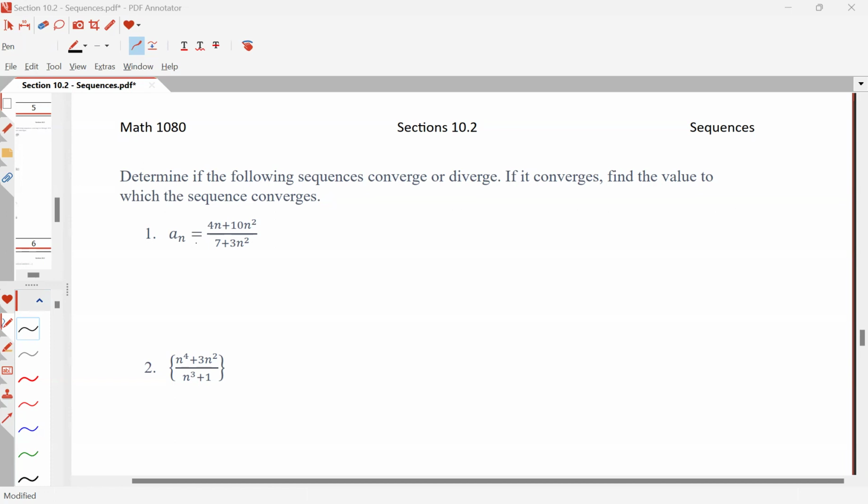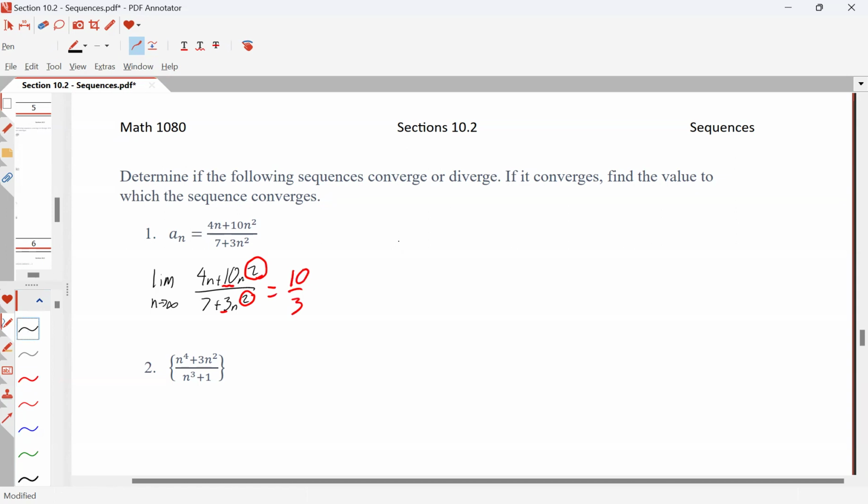So this first example, I have the sequence 4n plus 10n squared over 7 plus 3n squared. This is just a rational. We know how to do limits of rationals. So the limit as n goes to infinity of 4n plus 10n squared over 7 plus 3n squared. When I have a rational where the degrees match, the limit is the ratio of the leading coefficients. So this limit is 10/3.